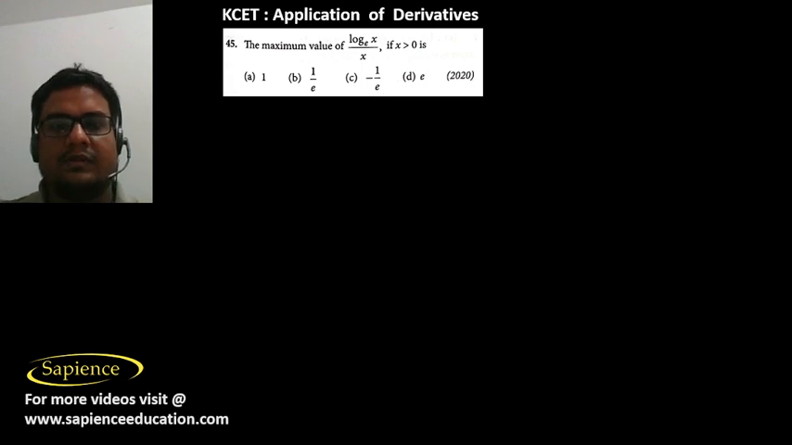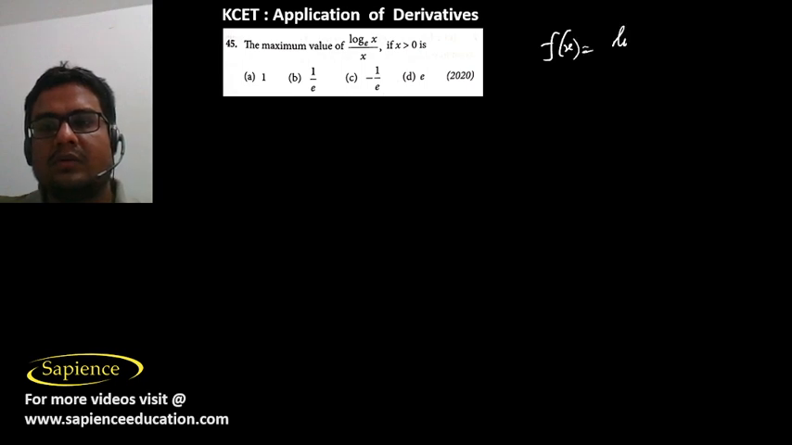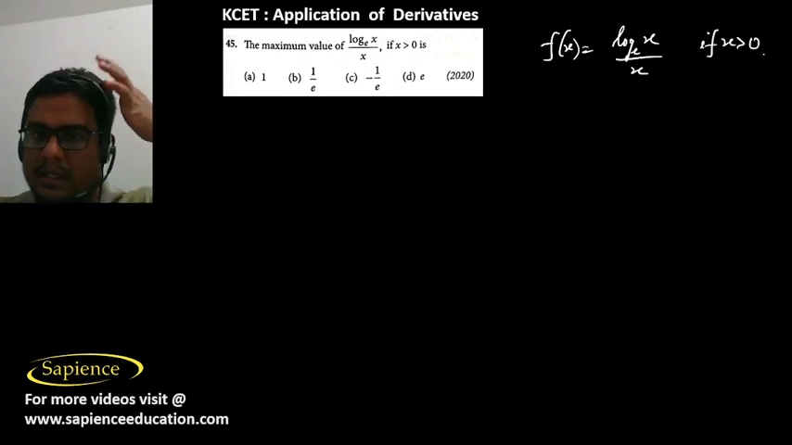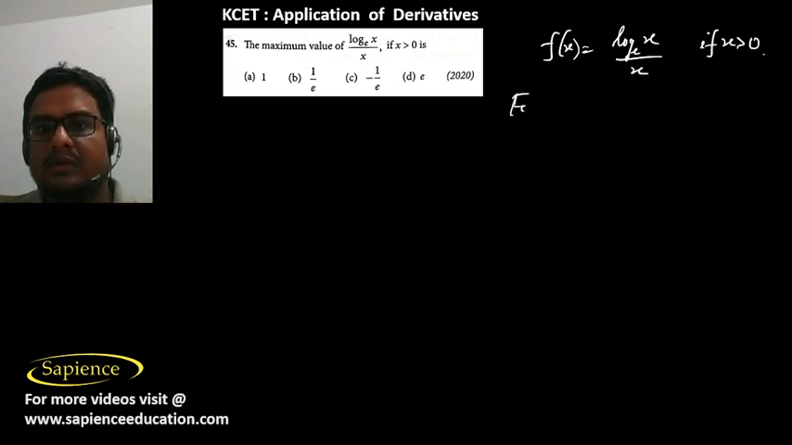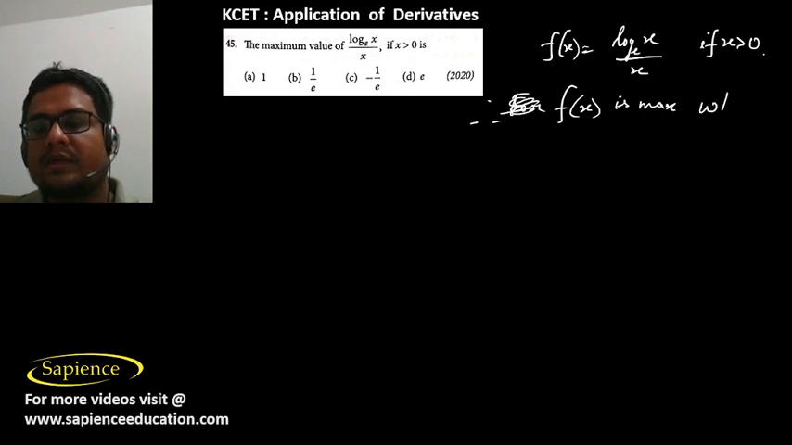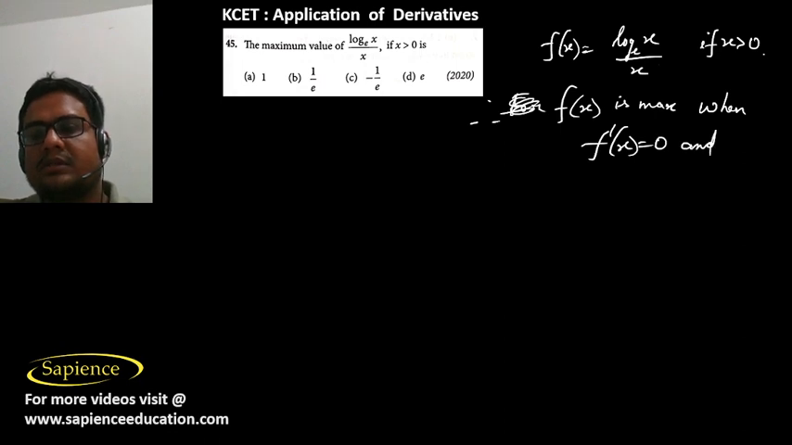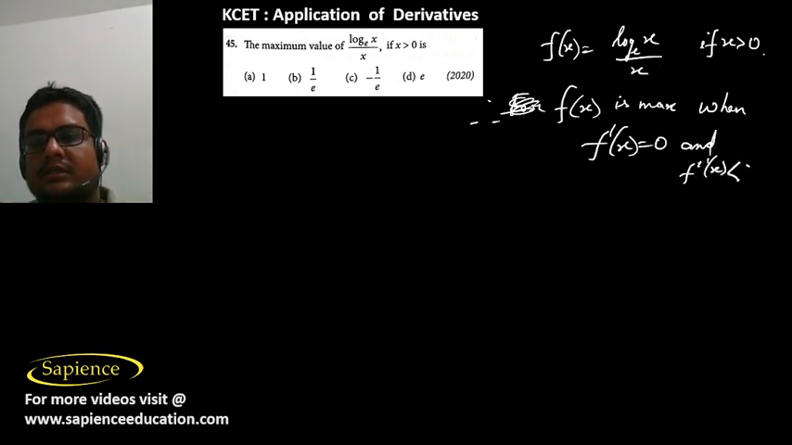In question number 45 it is told to find the maximum value. Let us suppose f(x) is log e x by x, x is greater than 0. Now here, for the maximum value of f(x), therefore if f is maximum, f dash x is equal to 0 and f double dash x is less than 0.